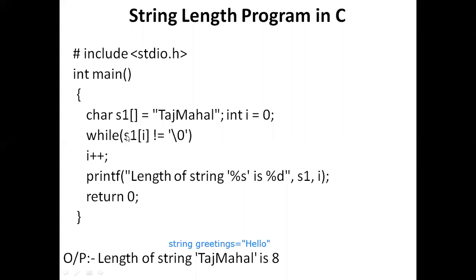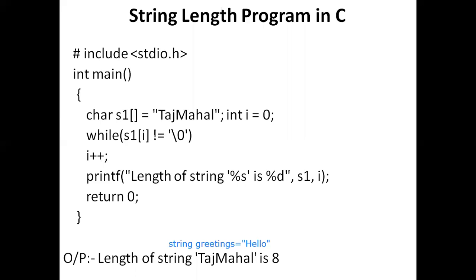Now you can see s1[1] means what? A. It's not equal to \0. Again, I will increment i++. In the same way, this loop will be executed. And at what point will I stop here? At s1[8], I will stop.